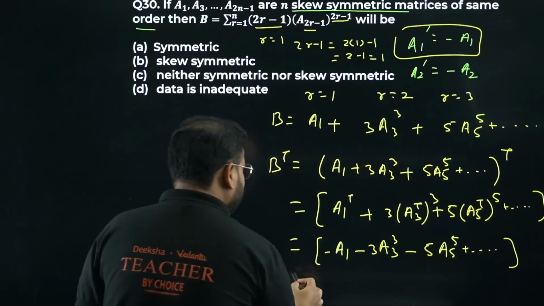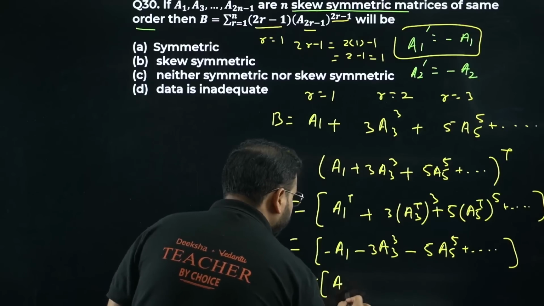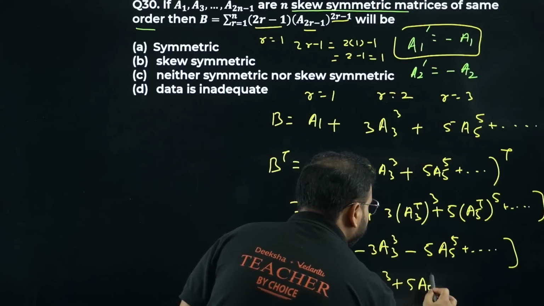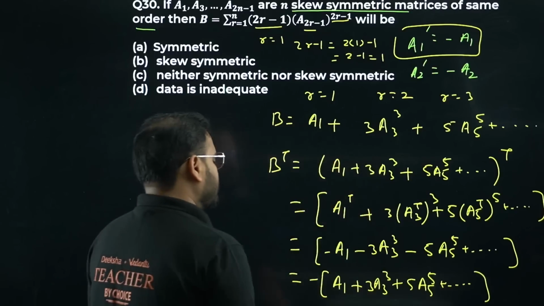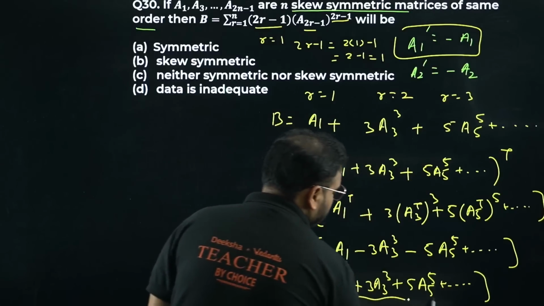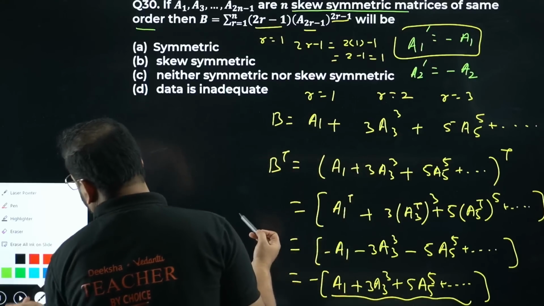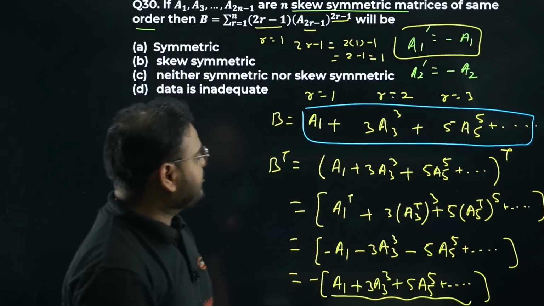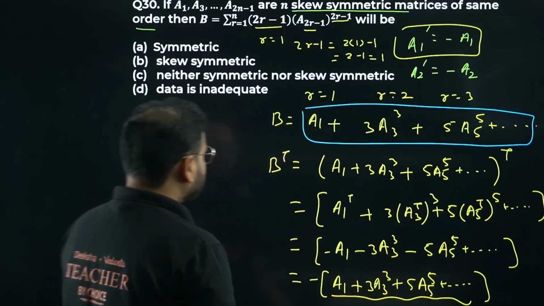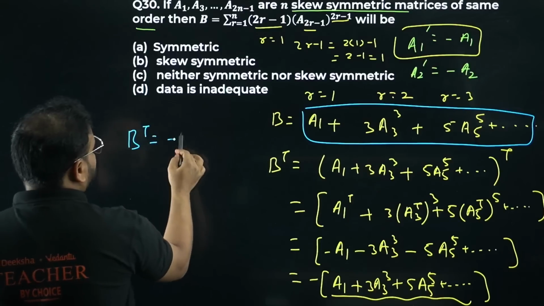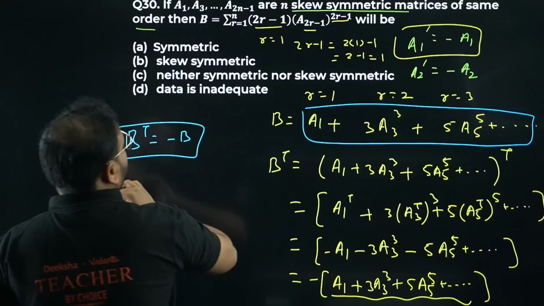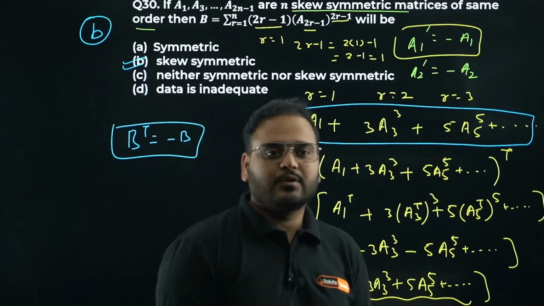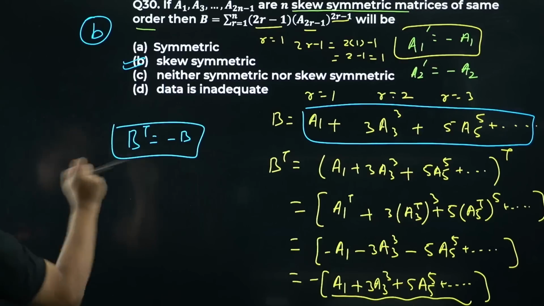Please check. If I take minus sign common, I'll have A1 plus 3A3 power 3 plus 5A5 power 5 and so on. If you see this carefully, this is same as your B. Have a look: A1, 3A3 cube, 5A5 cube. So basically I'm getting B transpose as minus B. Skew symmetric matrix. Correct option B is right. Done.